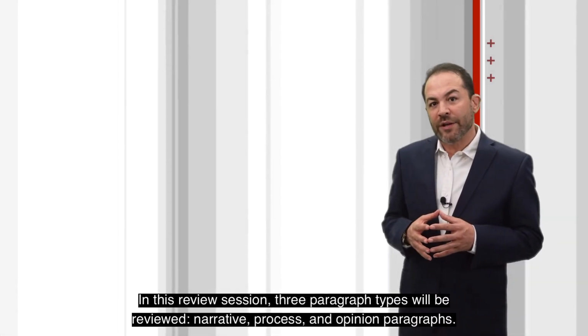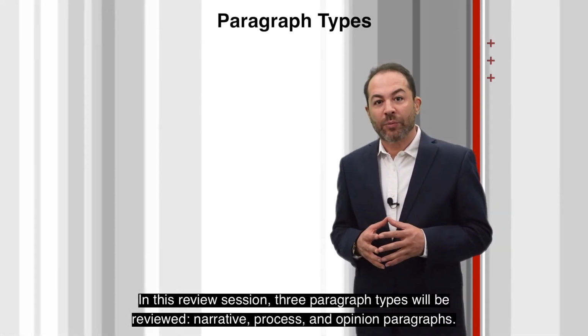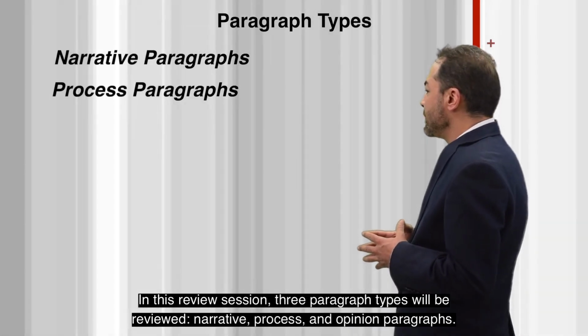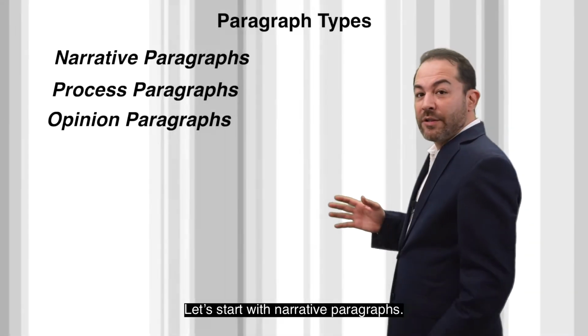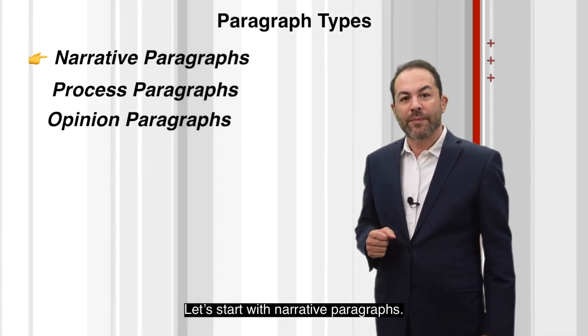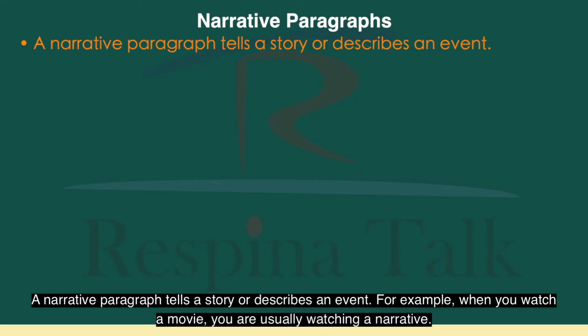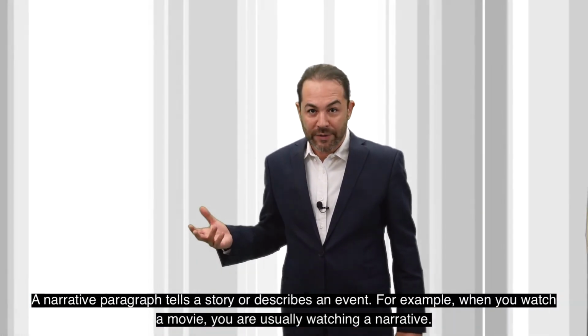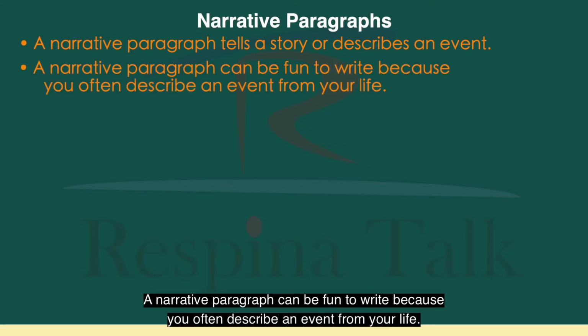In this review session, 3 paragraph types will be reviewed: narrative, process, and opinion paragraphs. Let's start with narrative paragraphs. A narrative paragraph tells a story or describes an event. For example, when you watch a movie, you're usually watching a narrative. A narrative paragraph can be fun to write because you often describe an event from your life.